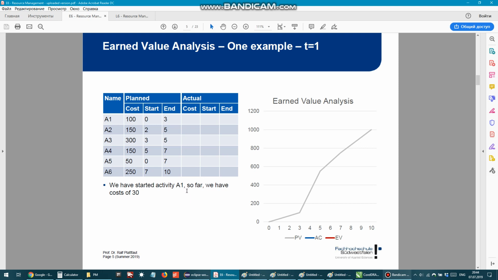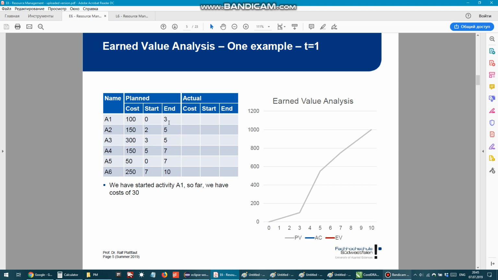First of all, if in the exam we have to draw a graph for a given table, we have to draw, first of all, this planned value line. And it's pretty straightforward. You just look at the end dates. This is your x-axis value, and the cost is your y-axis value, with one small difference. These numbers must be accumulated with each line. I will explain what I mean.